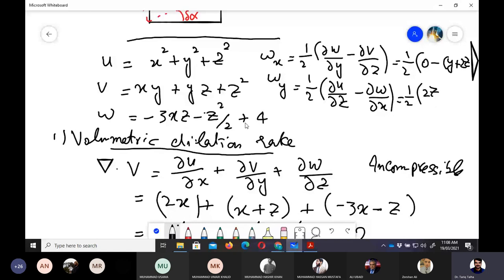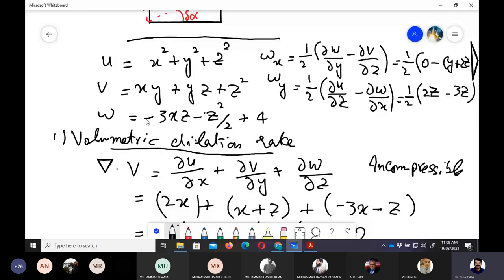I hope that you understand this. Okay, partial W by partial X is not 0, just a minute. It would be minus 3Z. I didn't see that X there, so it should be minus 3Z, someone has rightly pointed out.